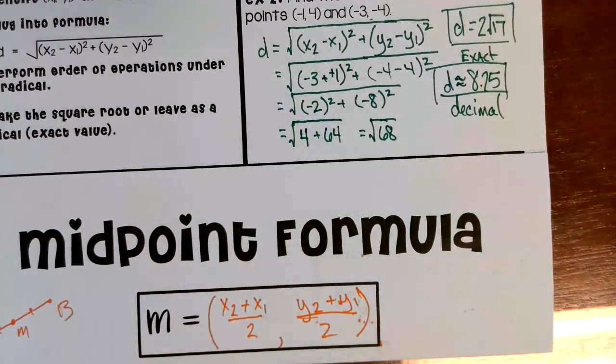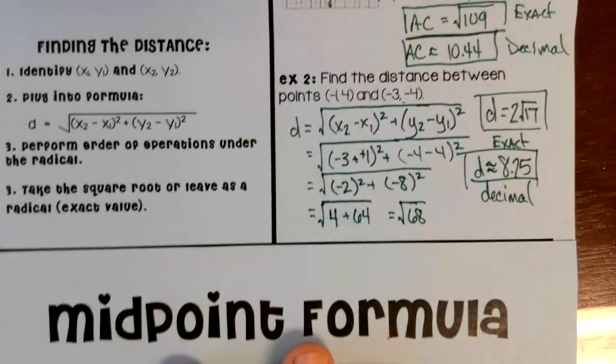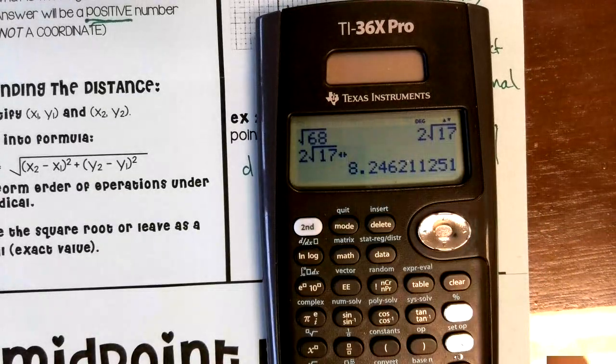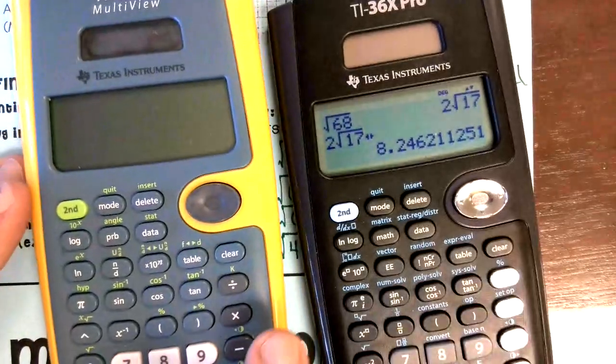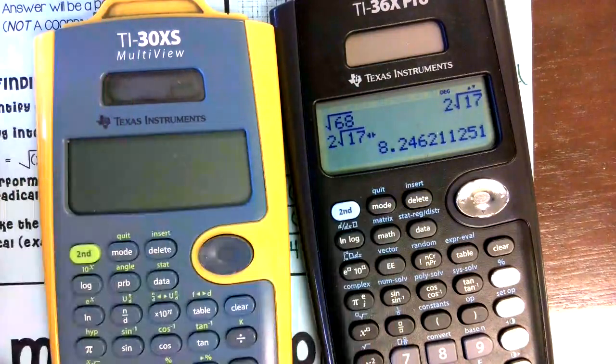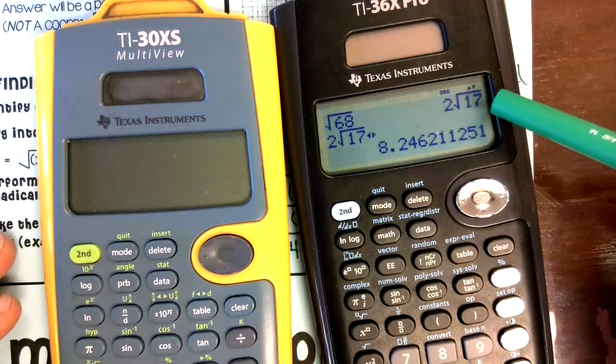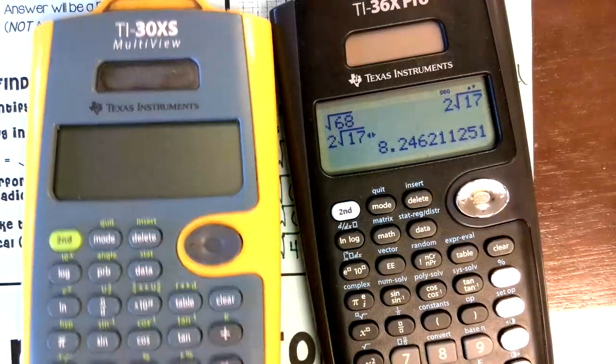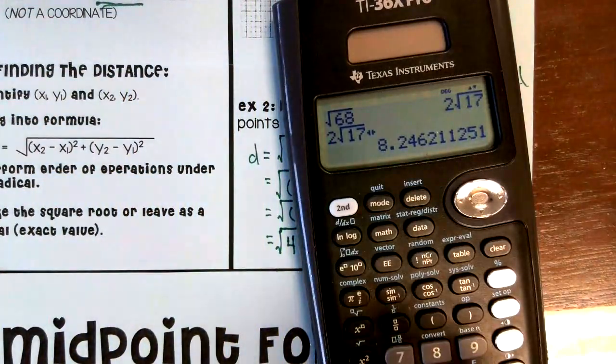There will be a link online to a couple of online calculators that you have. Also bring your own calculator. It'll make it a lot easier if you have your own calculator to use with this. Remember, I said these black ones, these 36X Pros, or the white and blue ones, and these yellow ones, the 30XSs. These are really good, and they will handle both the exact value and the decimal portion of it. So it's always good to have one of those for yourself.